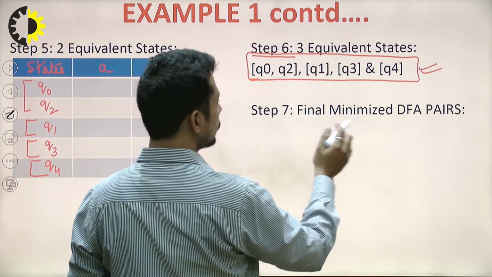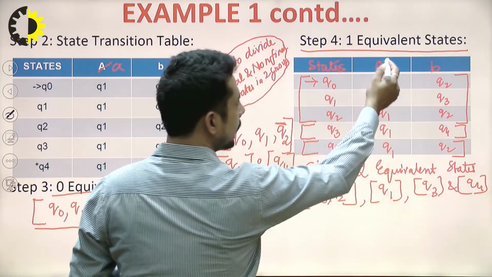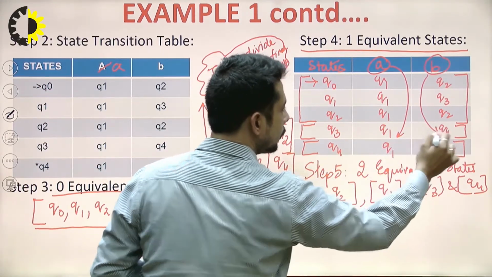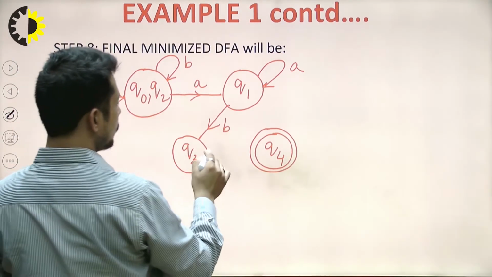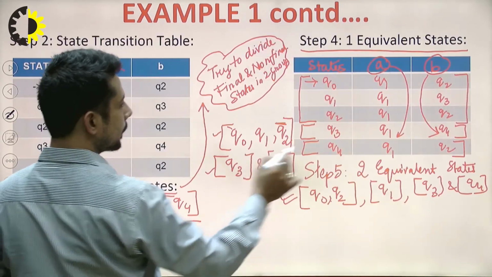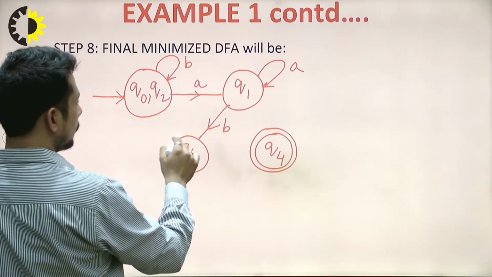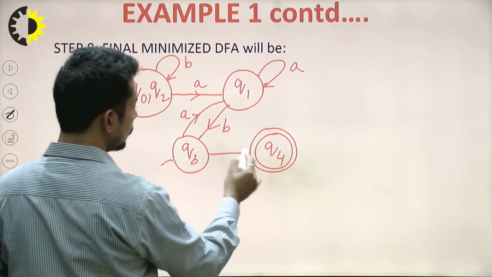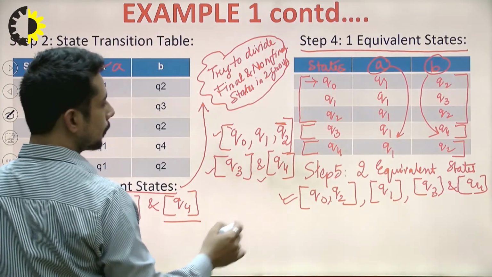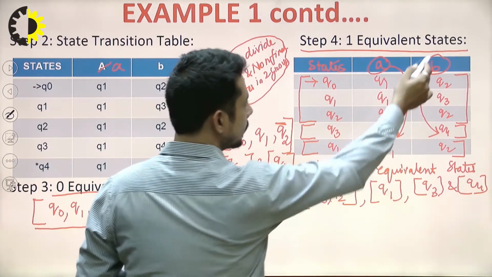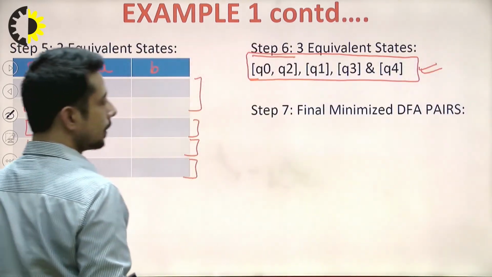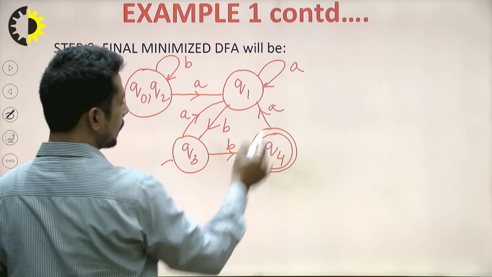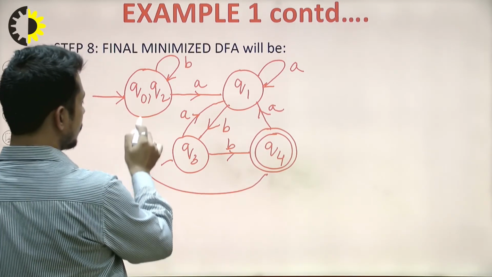So if you look into Q3, on seeing A, it is going to Q1. On seeing B, it is going to Q4. Correct. So Q3 on seeing A, it is going to Q1, right? So therefore, it will be a backtrack one. Okay, and for B, it is going to Q4. And if you look into Q4, on seeing A, it is going to Q1. On seeing B, it is going to Q2. Correct. Q4 on seeing A, it is going to Q1, and on B, it is going to Q2.